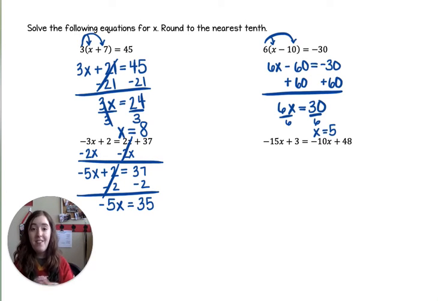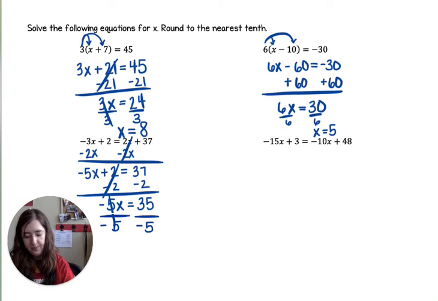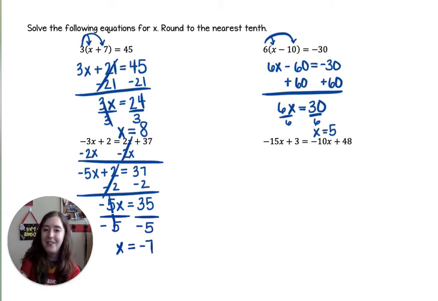So negative 5 and x are being multiplied. So to undo that multiplication, I have to divide by negative 5 on both sides. Those negative 5's divide away, and I'm just left with x. And then 35 divided by negative 5 is negative 7.